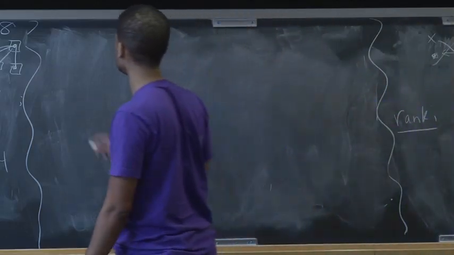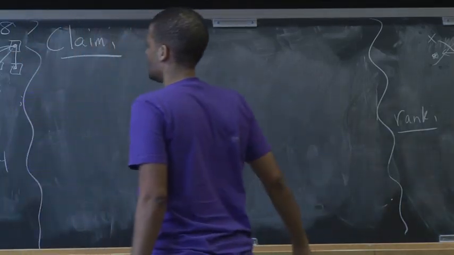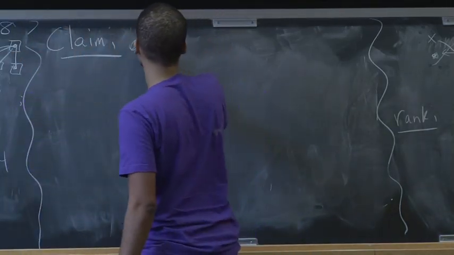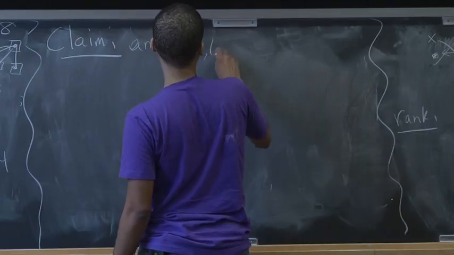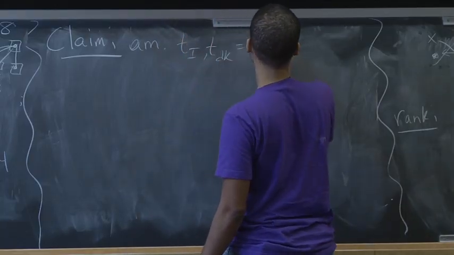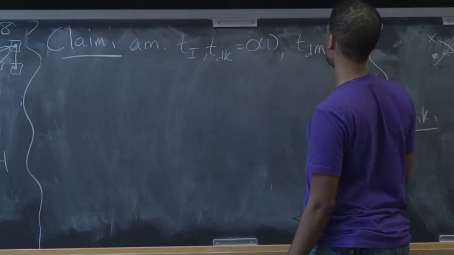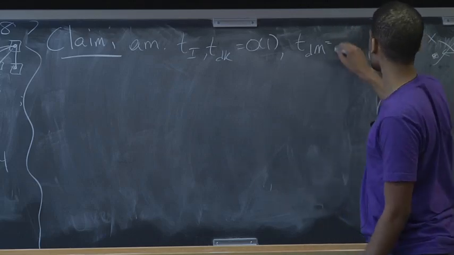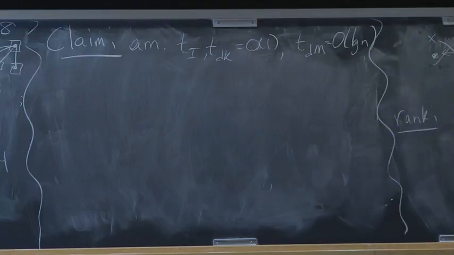So the claim for amortized T of insertion and T of decrease key are both constant. And T of delete min should be O of log n.